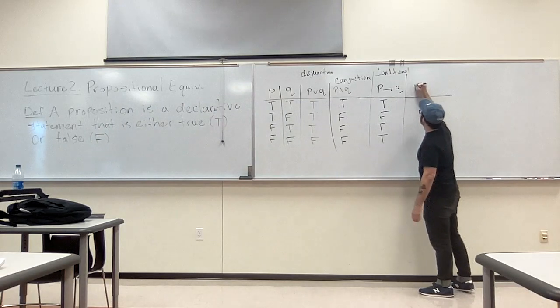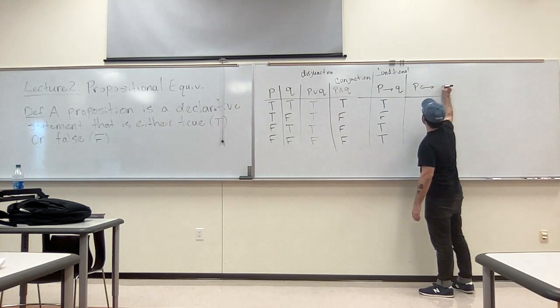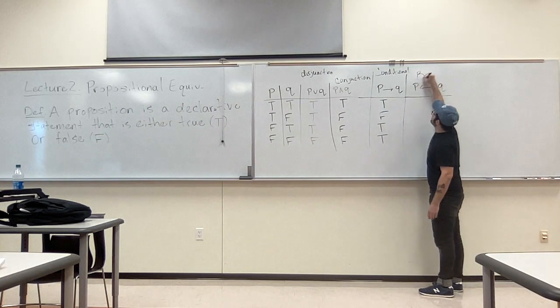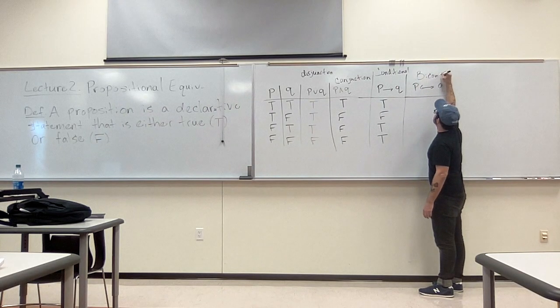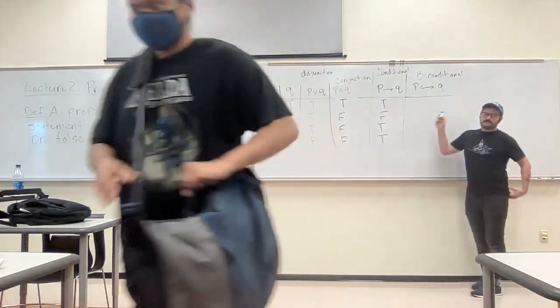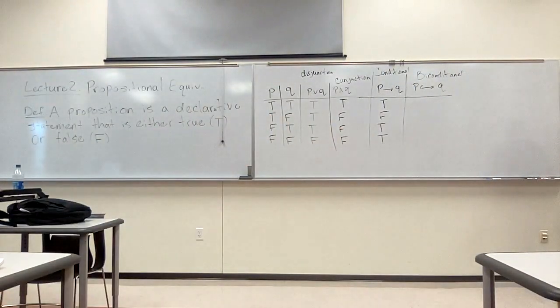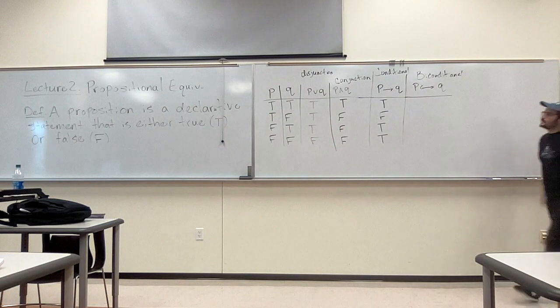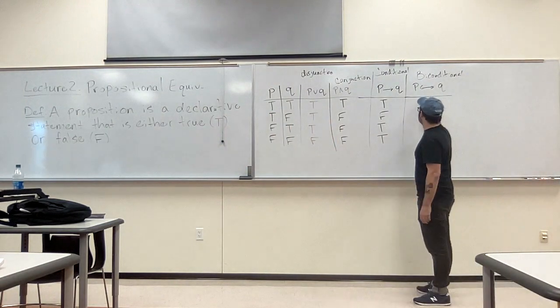Okay, so finally, I introduced what's called the biconditional. This is read P if and only if Q. And the biconditional is true whenever P and Q have the same truth values.